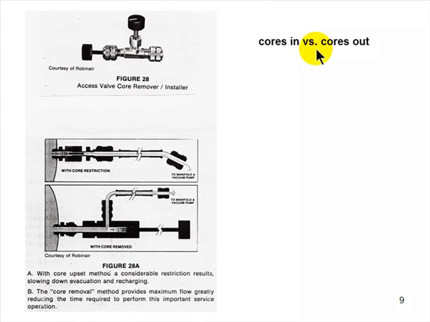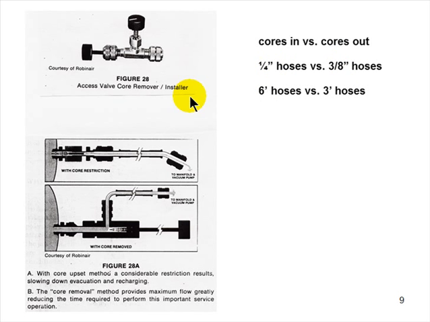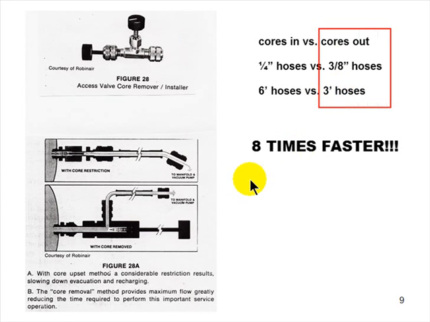When you evacuate, use a core removal tool like this, look how open that is, with the cores out. Quarter-inch hose or 3/8-inch hose is what they recommend for vacuum. Six-foot-long hoses or 3-foot-long hoses. If you do all this, you will evacuate 8 times faster. 8 times. That's 5 minutes instead of 40 minutes. That's half an hour instead of all morning. You get paid by the hour. If you don't care, you're not writing a check at the end of the week.